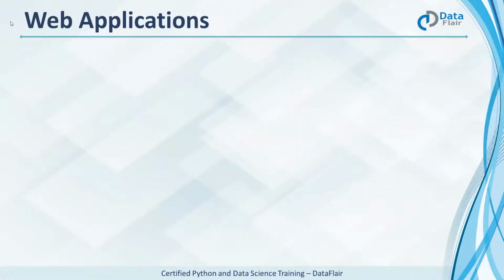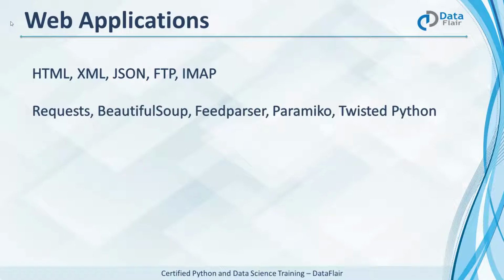Python is often used for web development. It has libraries like HTML, XML, JSON, FTP, and IMAP for Internet protocols. PyPI has even more libraries like Requests, which is an HTTP client library, Beautiful Soup, an HTML parser, Feedparser that parses RSS and Atom feeds, Paramiko for the SSH2 protocol, and Twisted Python for asynchronous network programming.